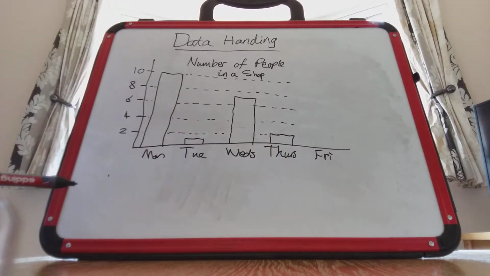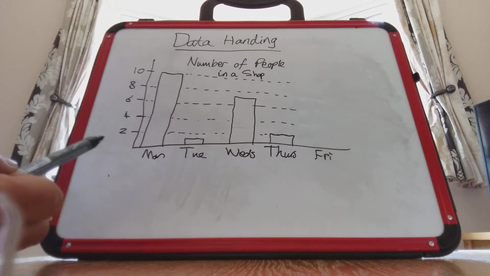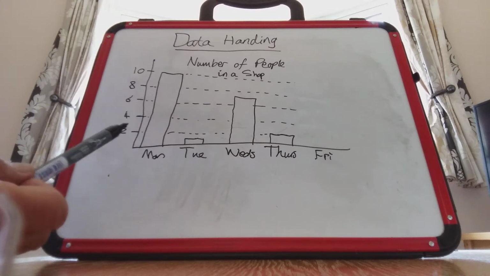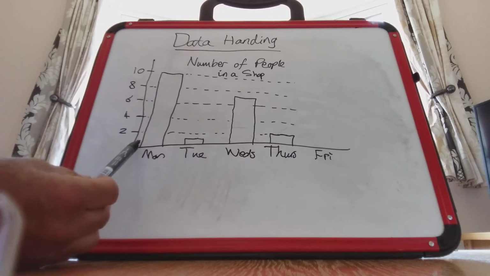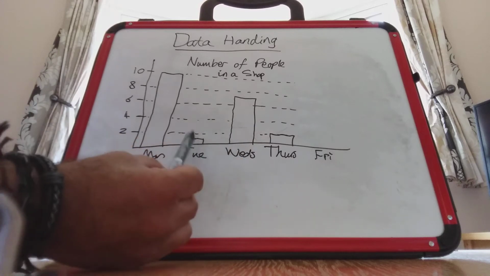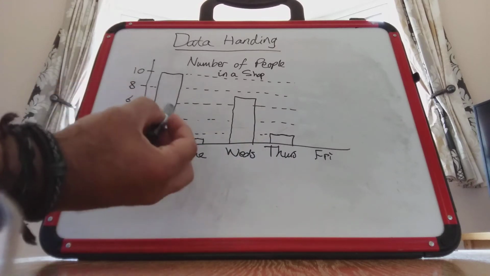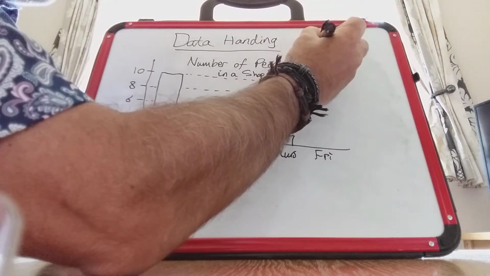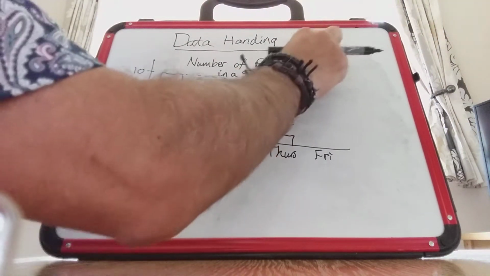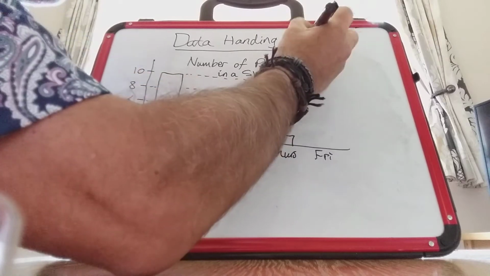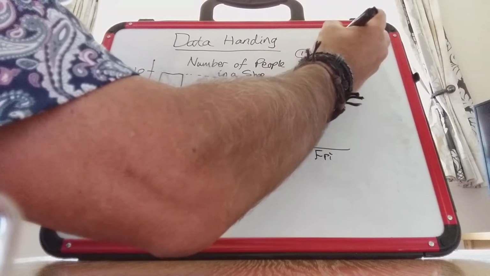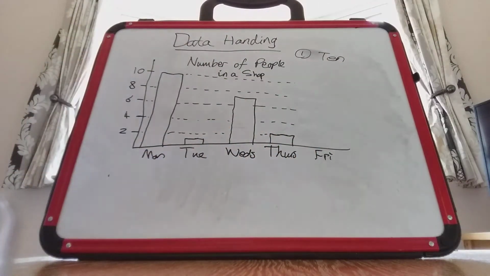Okay, so the very easiest question would be, on what day were there most people in the shop? Okay, and there you just look for the biggest bar. Well, that's a small one, that's a small one. This is the biggest bar, and therefore this is 10. So for question number 1, the answer would be 10 people.